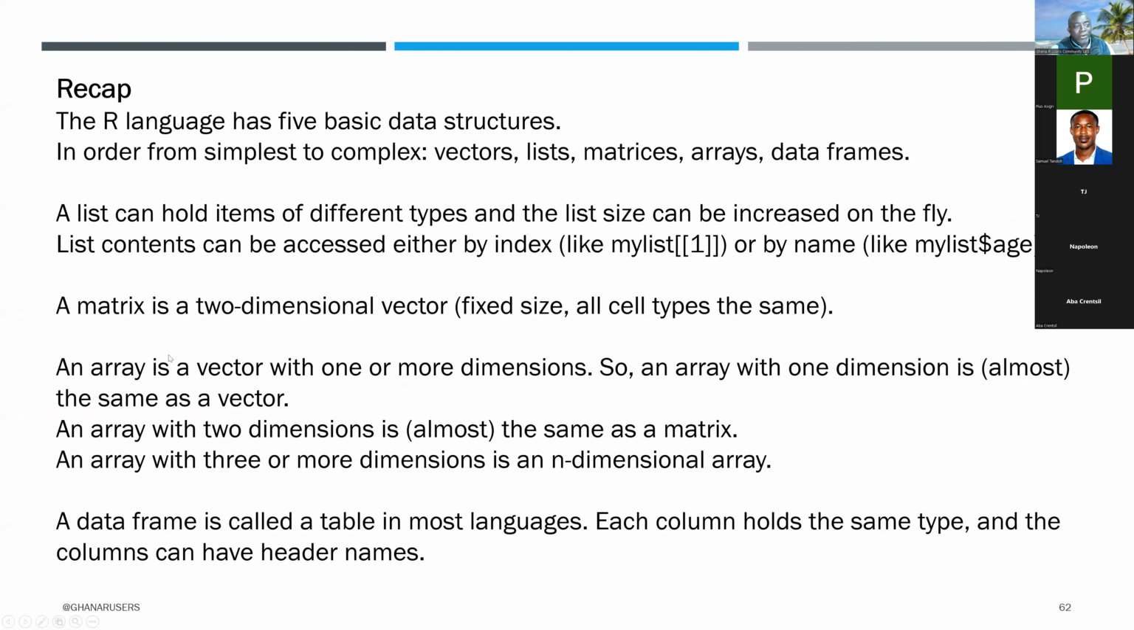Yeah, so a list can hold items of different types, and the list size can be increased. Okay. An array is a vector with one or more dimensions. So an array with one dimension is the same as a vector. An array with two dimensions is a matrix. And an array with three dimensions, an n-dimensional array.